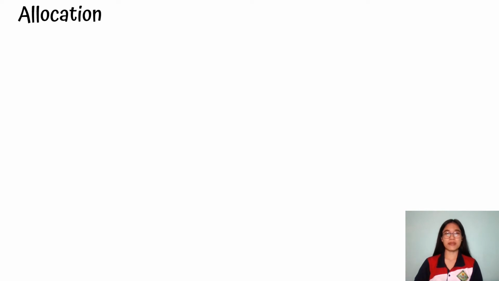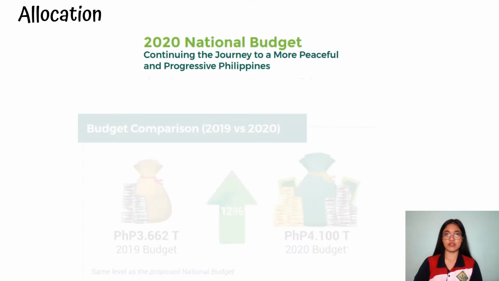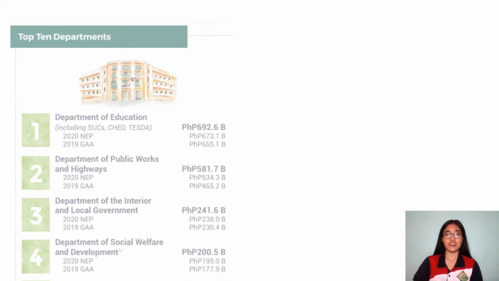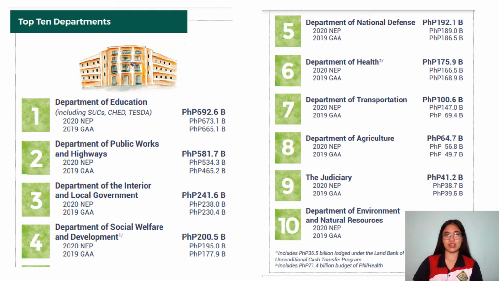This year, the government budget is 4.1 trillion pesos. It's 12% higher than the 2019 budget, which was 3.6 trillion pesos. The top 10 departments with the highest funds are the following. So we have here the DepEd, the DPWH, DILG, DSWD, DND, Department of Health, Department of Transportation, Department of Agriculture, Judiciary, and the DENR.